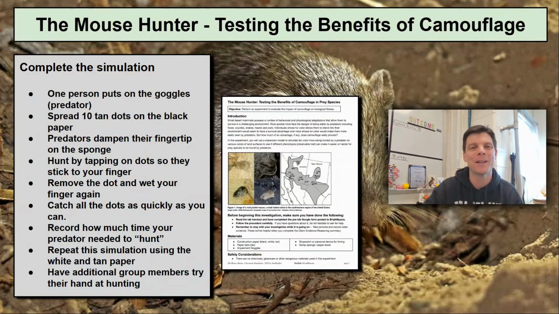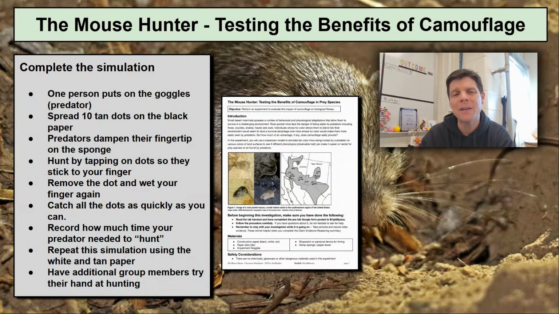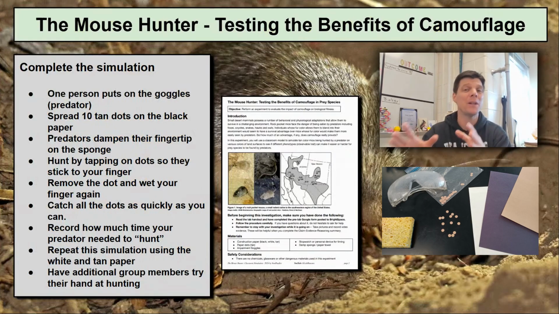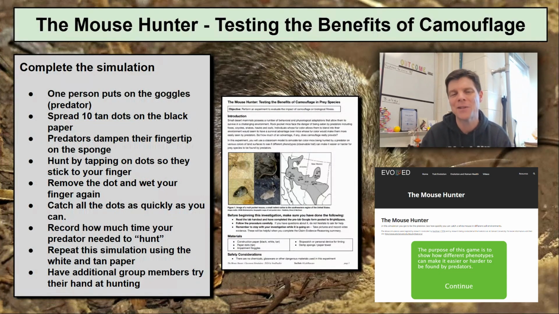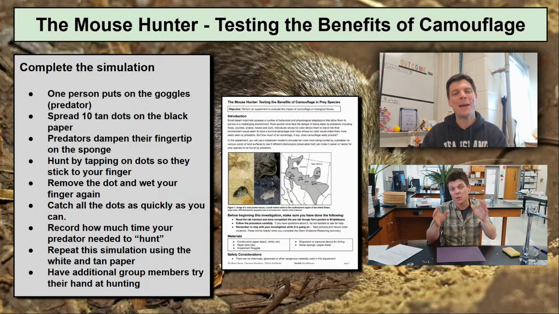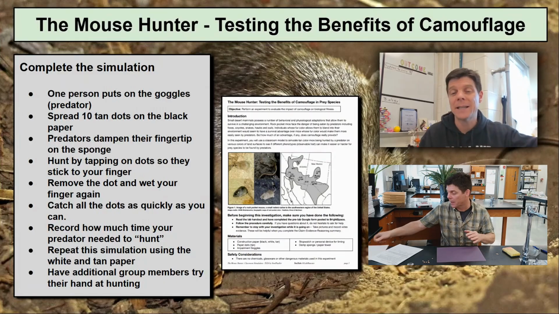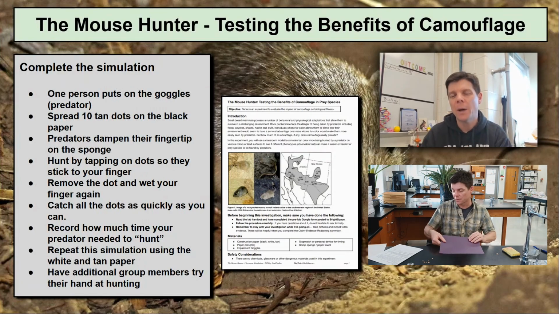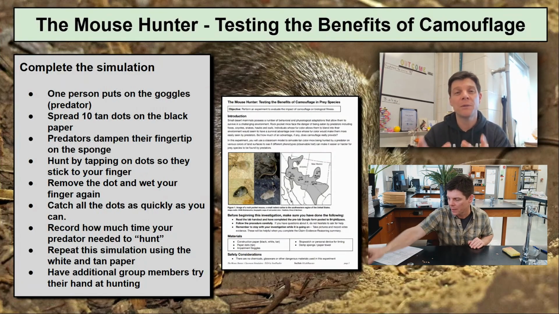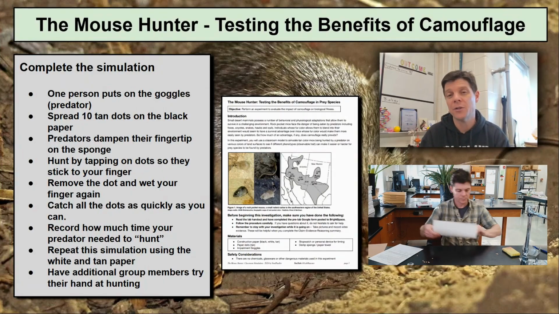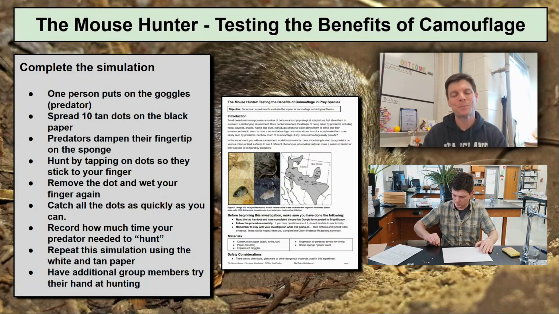Okay, let's keep looking here. Now, in this one, we're going to talk about the activity called Mouse Hunter. There's a classroom version of Mouse Hunter. There's also a digital online version of Mouse Hunter. So I'll show you clips from both of those here. The basic idea is that you have students collecting data to evaluate if camouflage provides a survival advantage to prey species. So our classroom model uses dots.